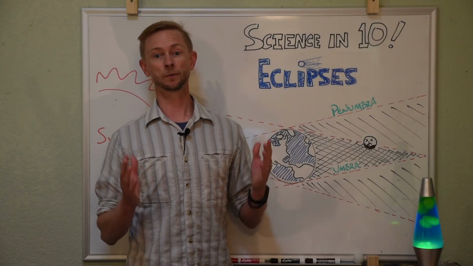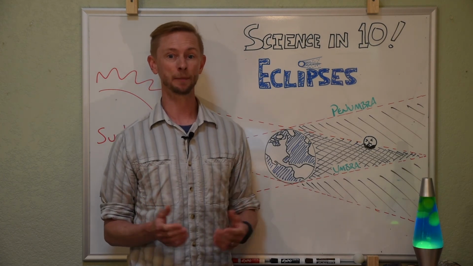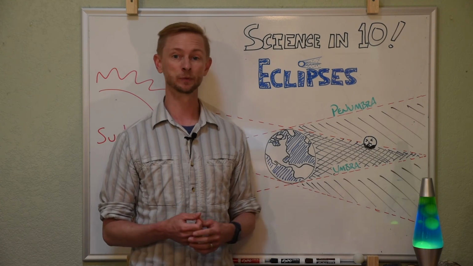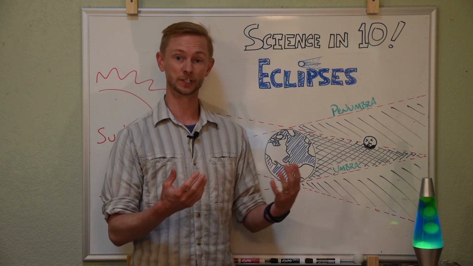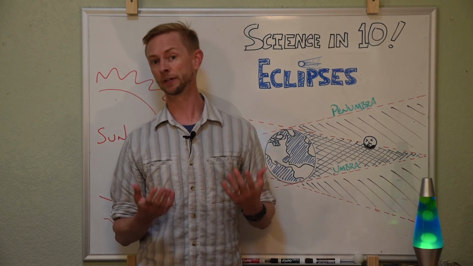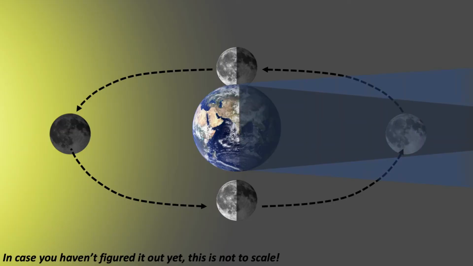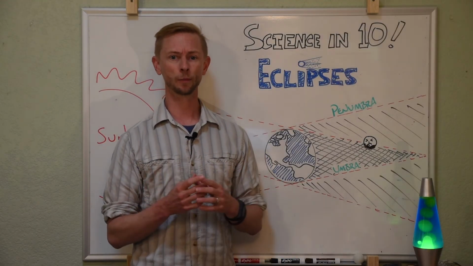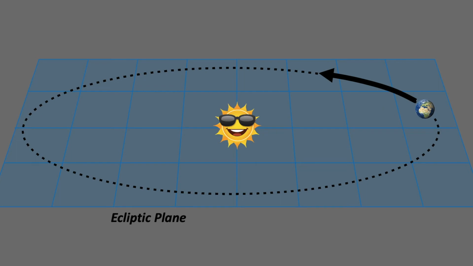To do a quick recap, lunar eclipses happen when the Moon is directly opposite from the Sun, and solar eclipses happen when the Moon is directly in front of the Sun. So this would mean that every full moon would be a lunar eclipse, and every new moon a solar eclipse, right? Not exactly.